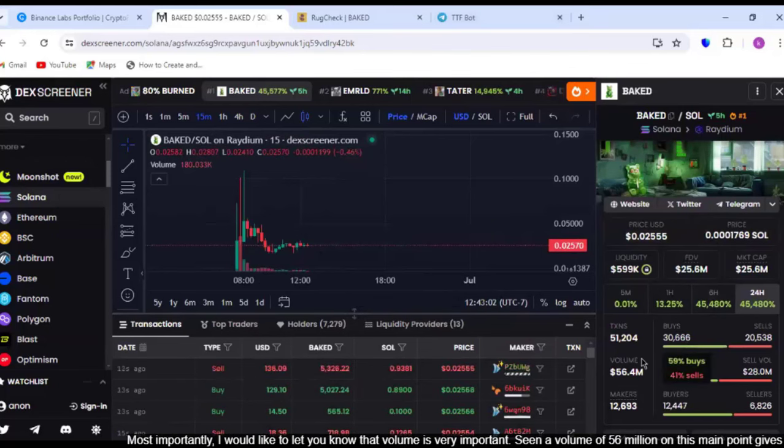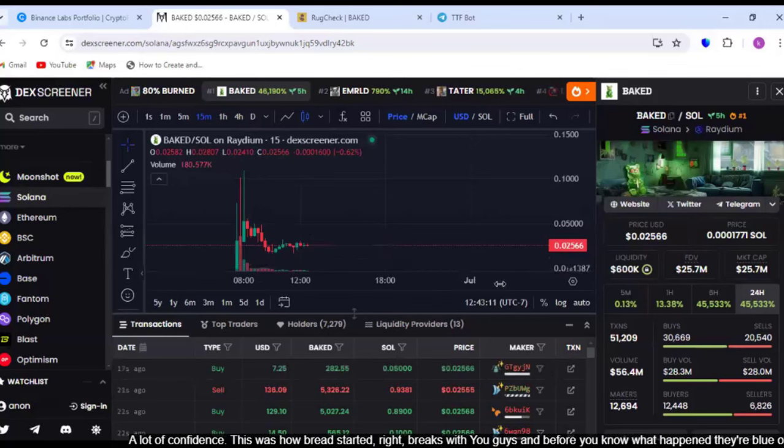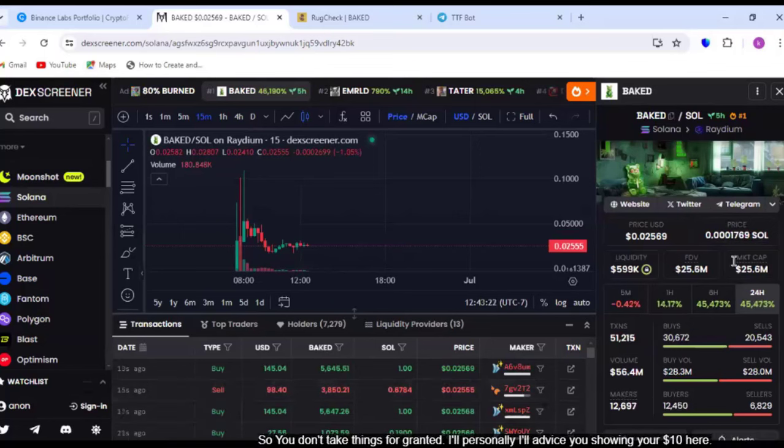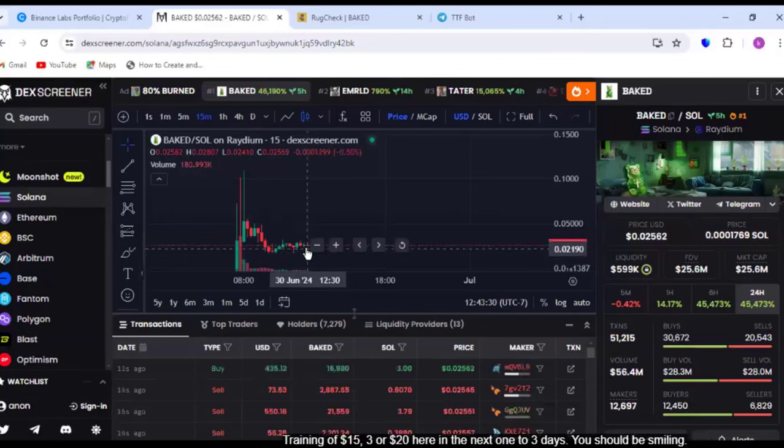Most importantly, I would like to let you know that volume is very important. Seeing a volume of 56 million on this meme coin gives me a lot of confidence. This was how Brett started, right? Before you know what happened, they blew up. So you don't take things for granted. I will advise you, throw in your $10 here, throw in your $15, throw in your $20 here. In the next 1 to 3 days, you should be smiling, right?